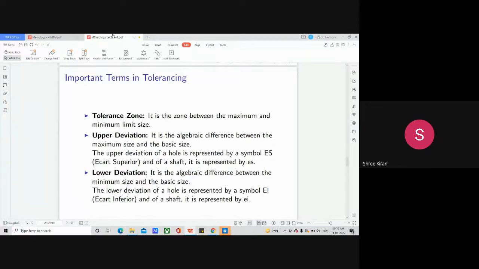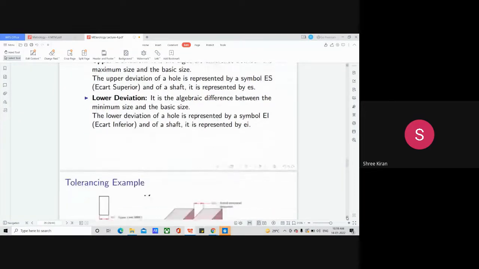And the lower deviation is the algebraic difference between the minimum size and the basic size. Here we have maximum size and basic size, and here the difference between the minimum size and basic size. The lower deviation of a hole is represented by the symbol EI, and of a shaft by ei. This is what happens in the case of upper and lower deviation.